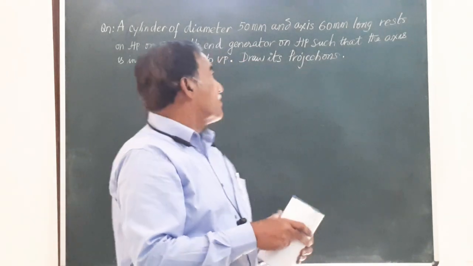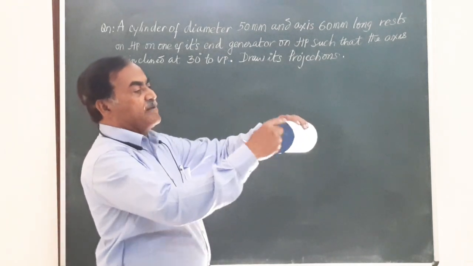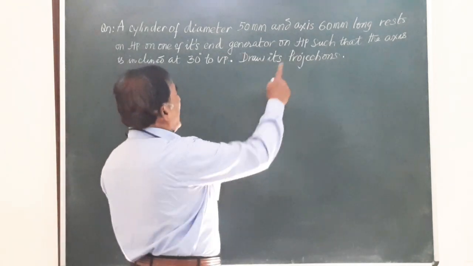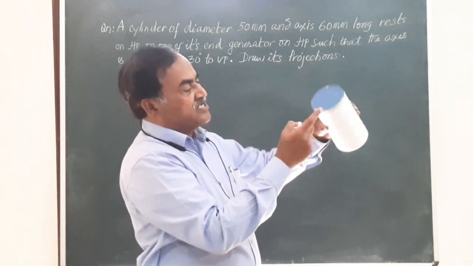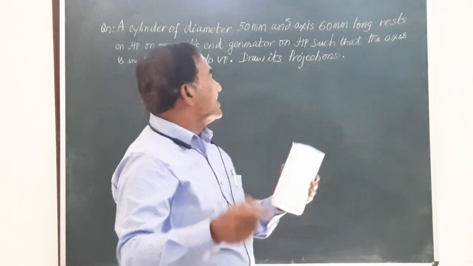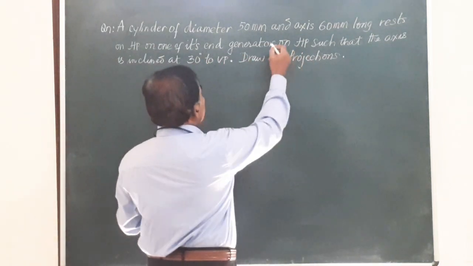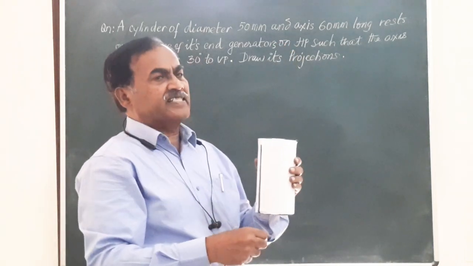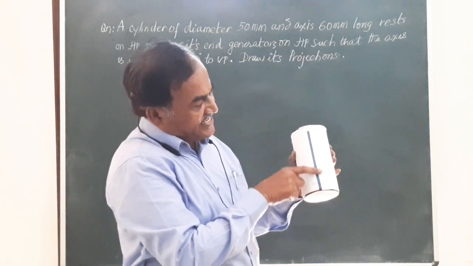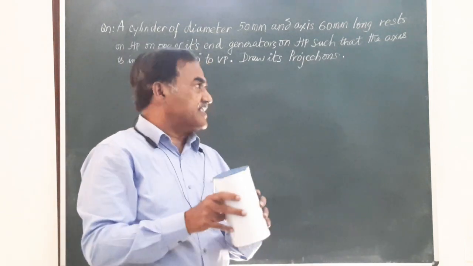So in today's problem, we have a cylinder of diameter 50 mm, meaning this diameter is 50 mm, and the axis 60 mm. Axis means from the center of the top face to the center of the bottom face is given as 60 mm. It rests on one of its end generators on HP. I showed you there are a number of generators. This is one such generator on the curved periphery. It is going to rest on that.